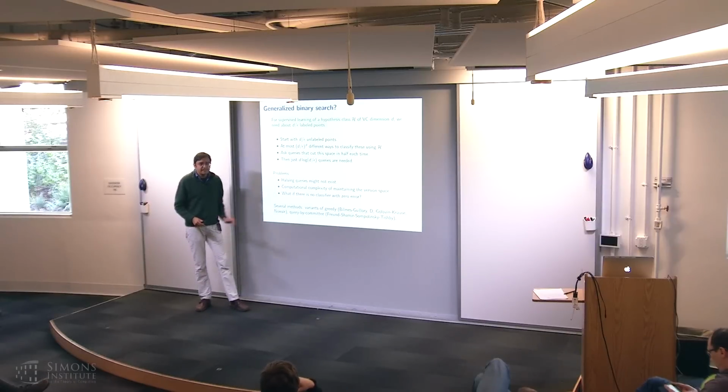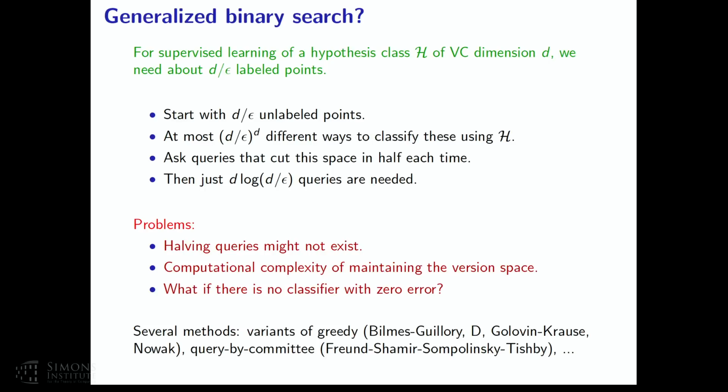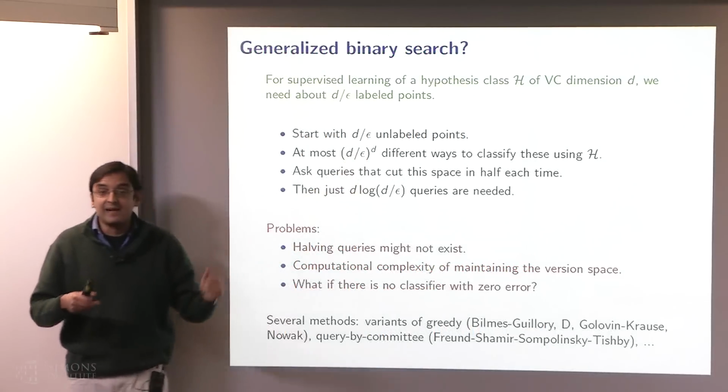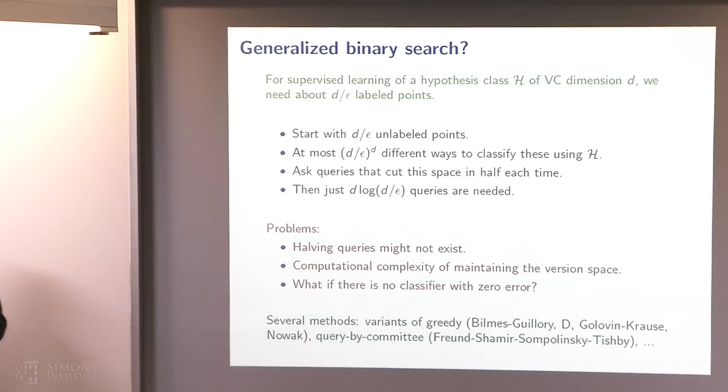And the approach to the first problem, that halving queries might not exist, a natural approach is, okay, you don't have something that exactly halves the space, but just pick whatever comes closest to doing that. Pick the one that most nearly does that, and that's a greedy approach. Many variants of that have been investigated, and especially in cases where the number of effective hypotheses is not that large, this can be super effective.